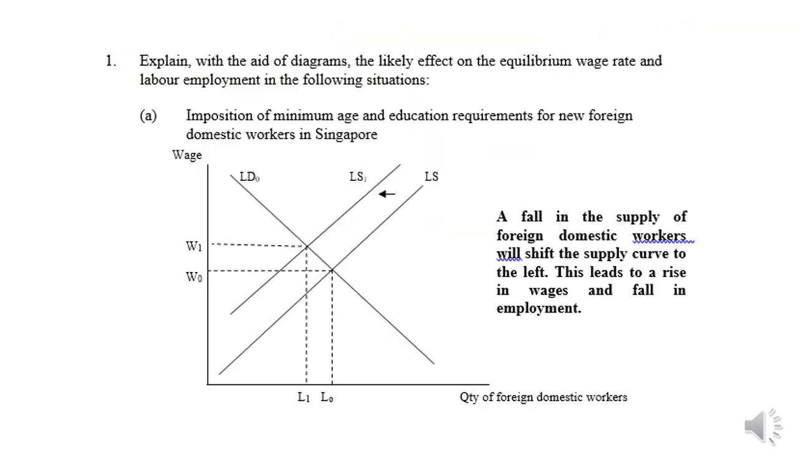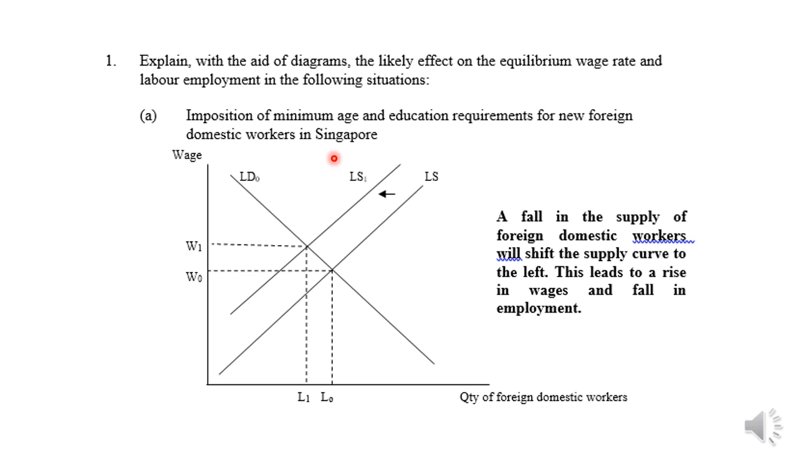Now, the first question says, explain with the aid of diagrams. So in this topic, we use demand and supply. The likely effect on the equilibrium wage rate and labor employment in the following situation. So we have three situations here. The first one is imposition of a minimum age and education requirements for new foreign domestic workers in Singapore.